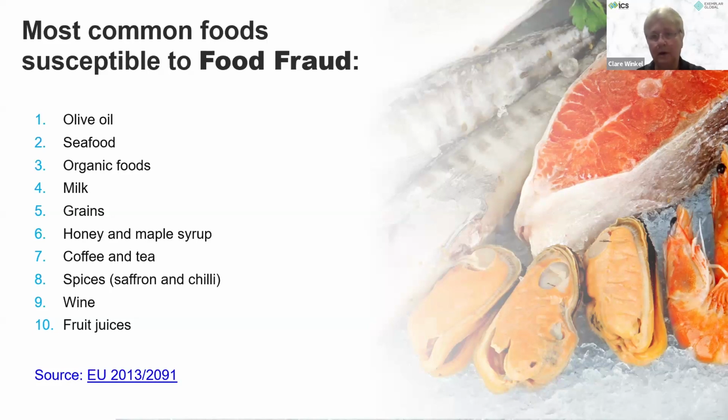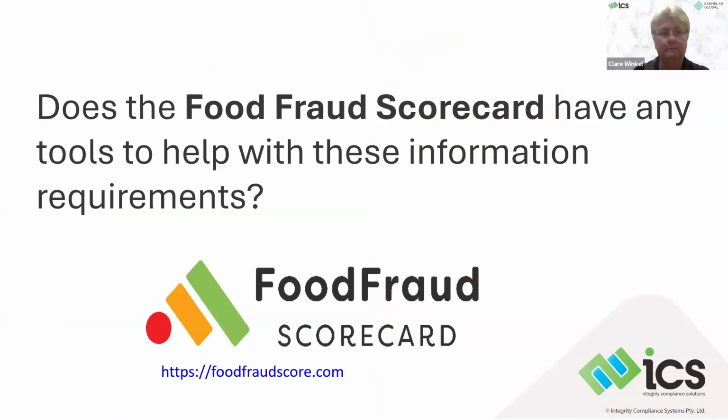Honey and maple syrup are quite famous. Coffee, tea, spices, and that's a whole range of spices, not just the expensive ones like saffron. And wine and even fruit juice are up there in the top 10. So how does the food fraud scorecard help us?